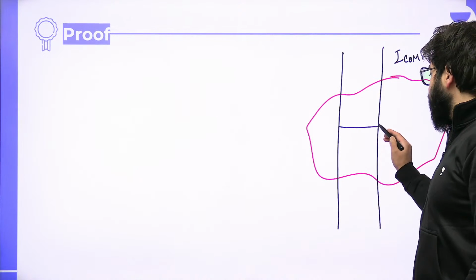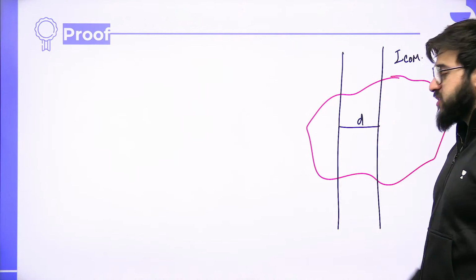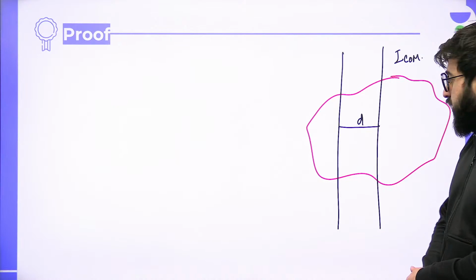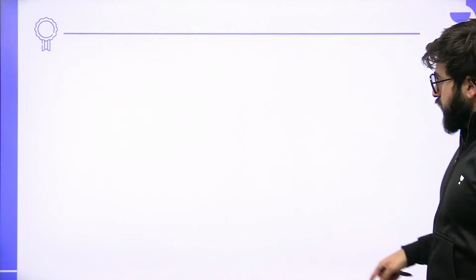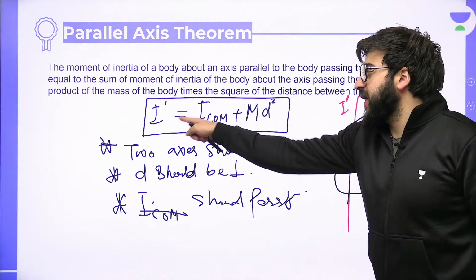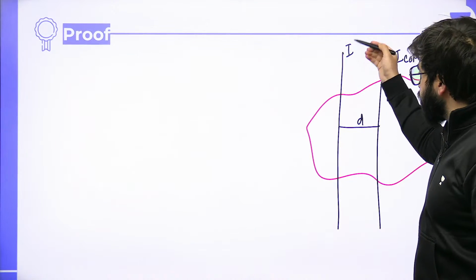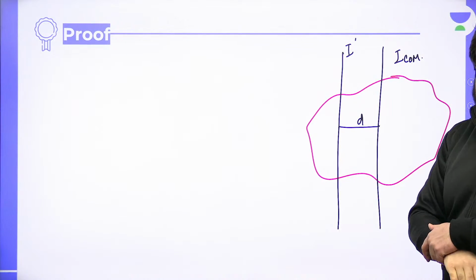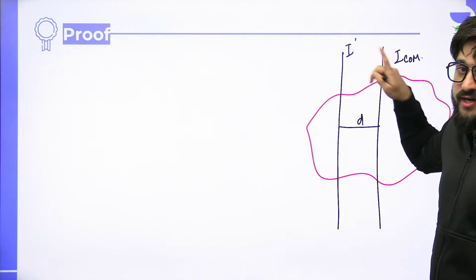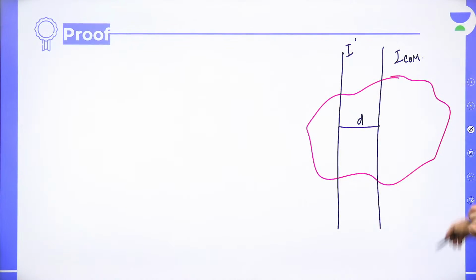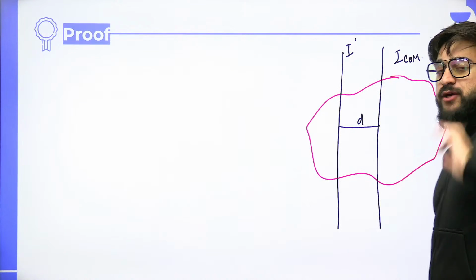The distance between these two is, for example, D. What we are supposed to prove is that I is equal to I_COM plus M D square. So we say the moment of inertia about this axis is I dash, and we are supposed to find this moment of inertia. Now you just tell me one thing. I'll use the same concept that I used previously.